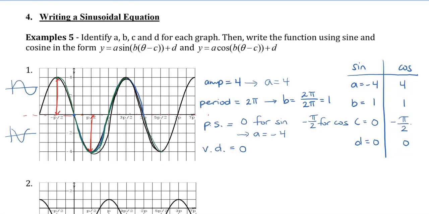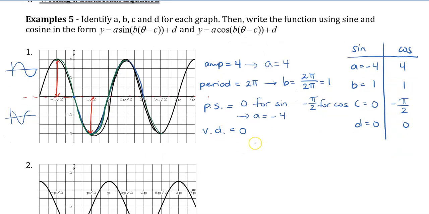So I'm going to write my two equations. I have y equals negative 4 sine, and my b value is 1, my c value is 0 and d is 0. So really I only have sine theta. For cosine, I have 4 cos, and then I have 1 for my b value, which I don't need to write anything down, and then theta minus c. So since my c value is negative pi over 2, sorry, this will be plus pi over 2.